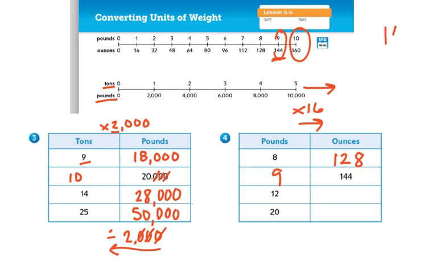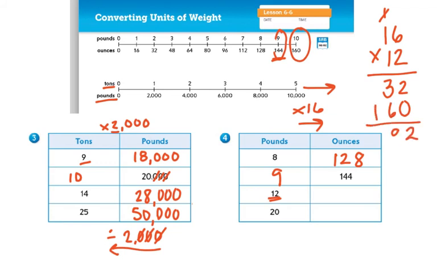So I want you to take 16 ounces. We're going to figure out 12 pounds. I want you to pause your video and go ahead and multiply. Pause your video. All right, here we go. 2 times 6 is 12. Carry your 1. 2 times 1 is 2, plus 1 is 3. Put in my 0. 6 times 1 is 6, and 1 times 1 is 1. Go ahead and add those up to get 192 ounces.